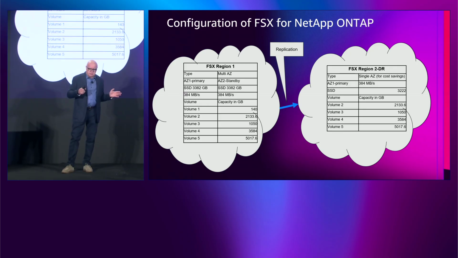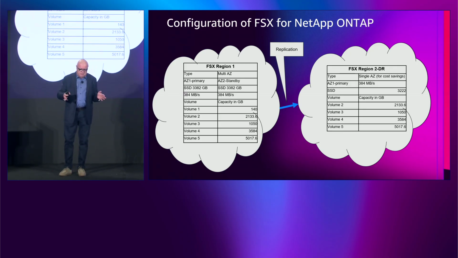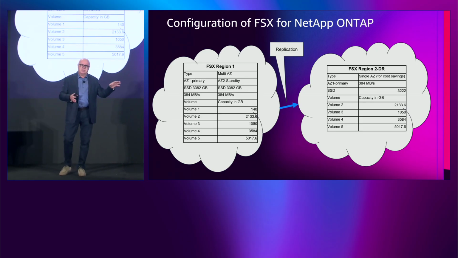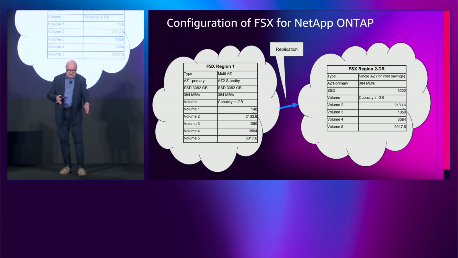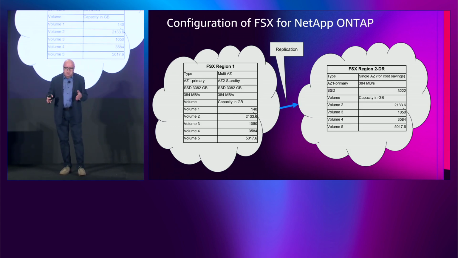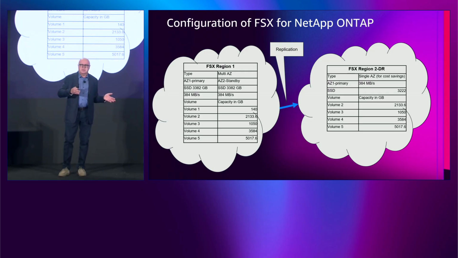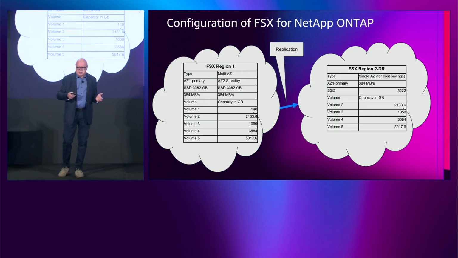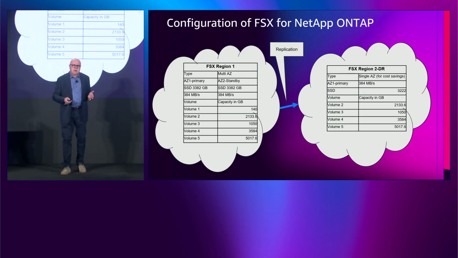So at this point, based on all the scenarios, we are configuring our FSX for NetApp ONTAP in 2 regions. Our production in our region 1 is with the multi-AZ SSD based on our calculation. We have the 5 volumes. Then we have the replication to region 2. But for region 2, because that will be our target, we don't have to do the multi-AZ. We can do single AZ, so we can save money on the SSD tier.